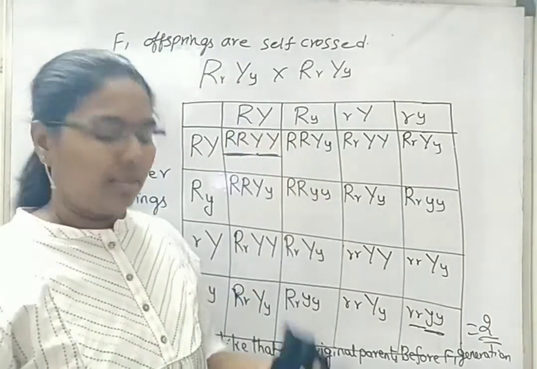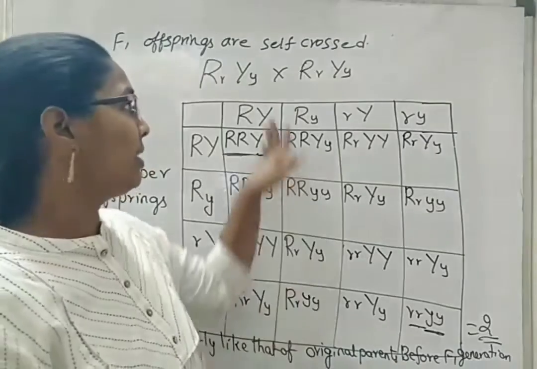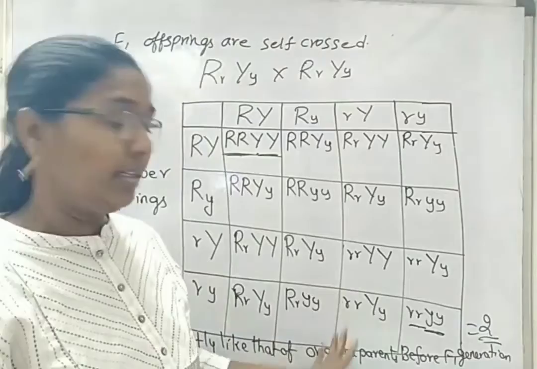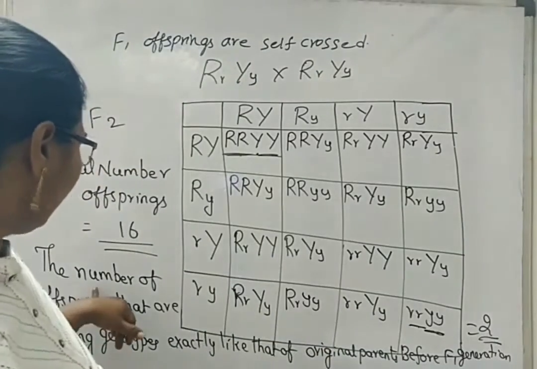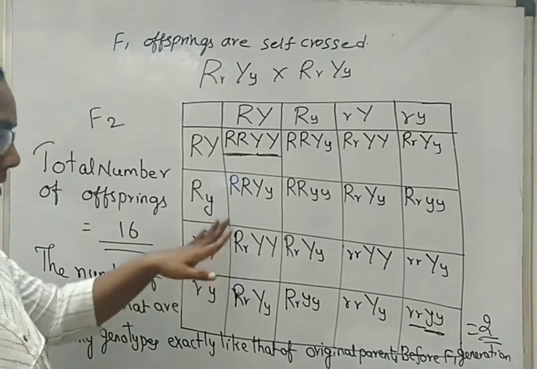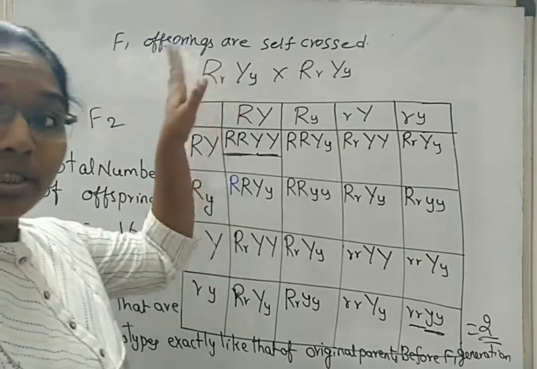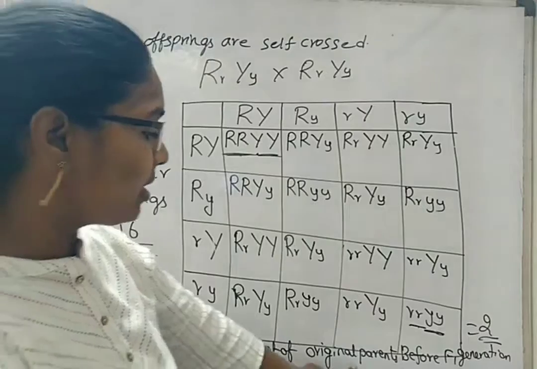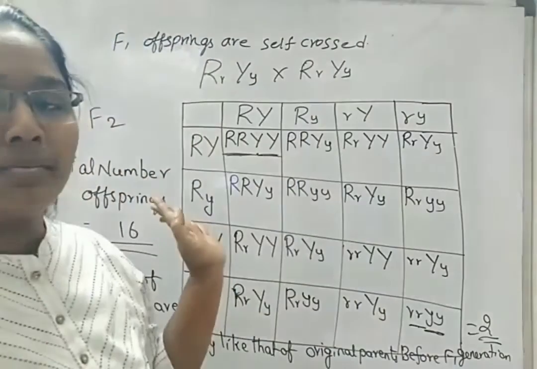Because here, some doubts will come to the students. Madam, we have taken this one as parents. No, we did the F2 generation. So, I am asking you the question very clearly. The offsprings here are obtained by self-crossing of F1. Okay, we can consider them as parents now. But clearly, I have represented here the original parents before the F1 generation. So, the answer will be 2.